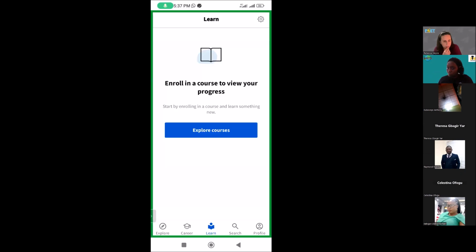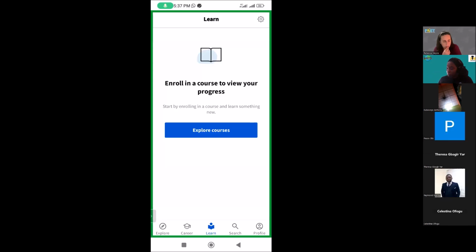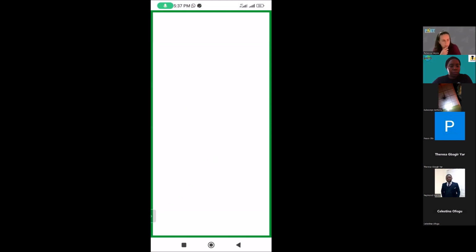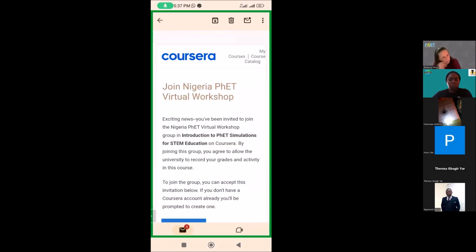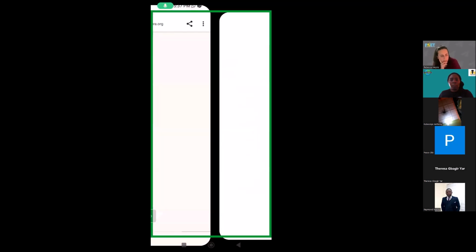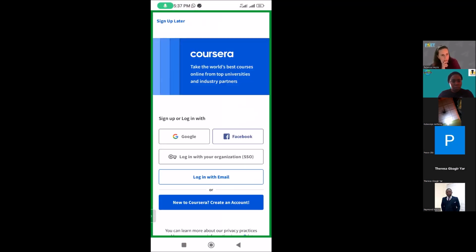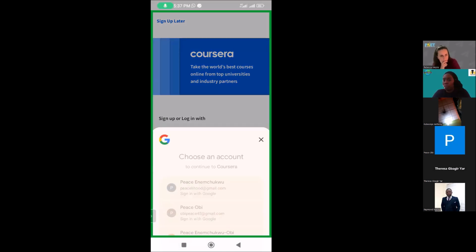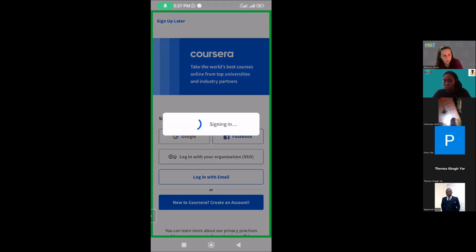I don't know what's happened. This is exactly what I see whenever I click on any of those emails. It will say enroll in a course to view your progress. It doesn't take me directly to the course. Can you go back? Okay, this is introduction to PhET, join group. It just seemed like there were a whole bunch of pages that got skipped. So log in with email. Okay, I'll log in with this email I sent to Blessing. So don't sign in with Google.